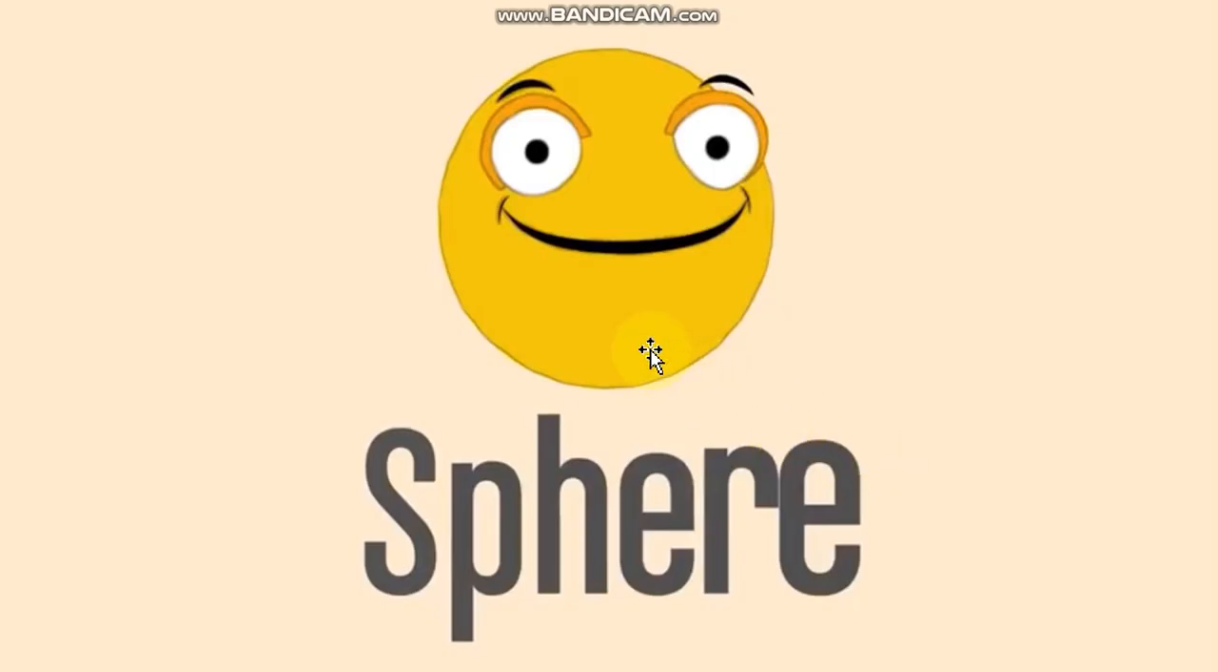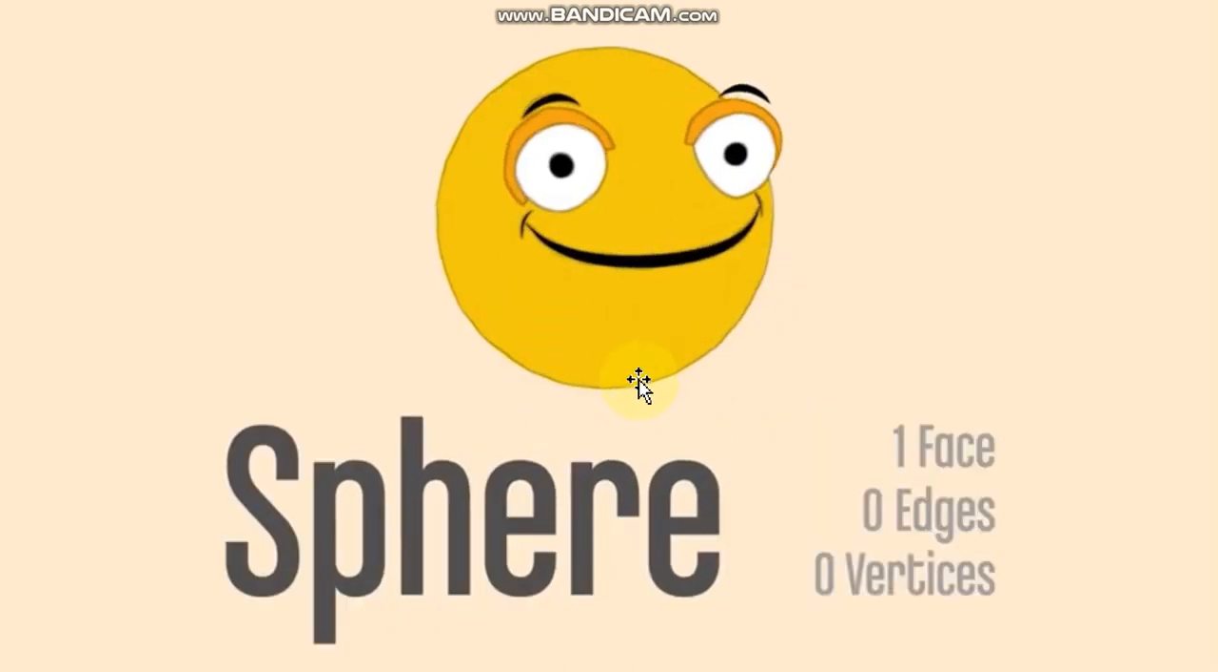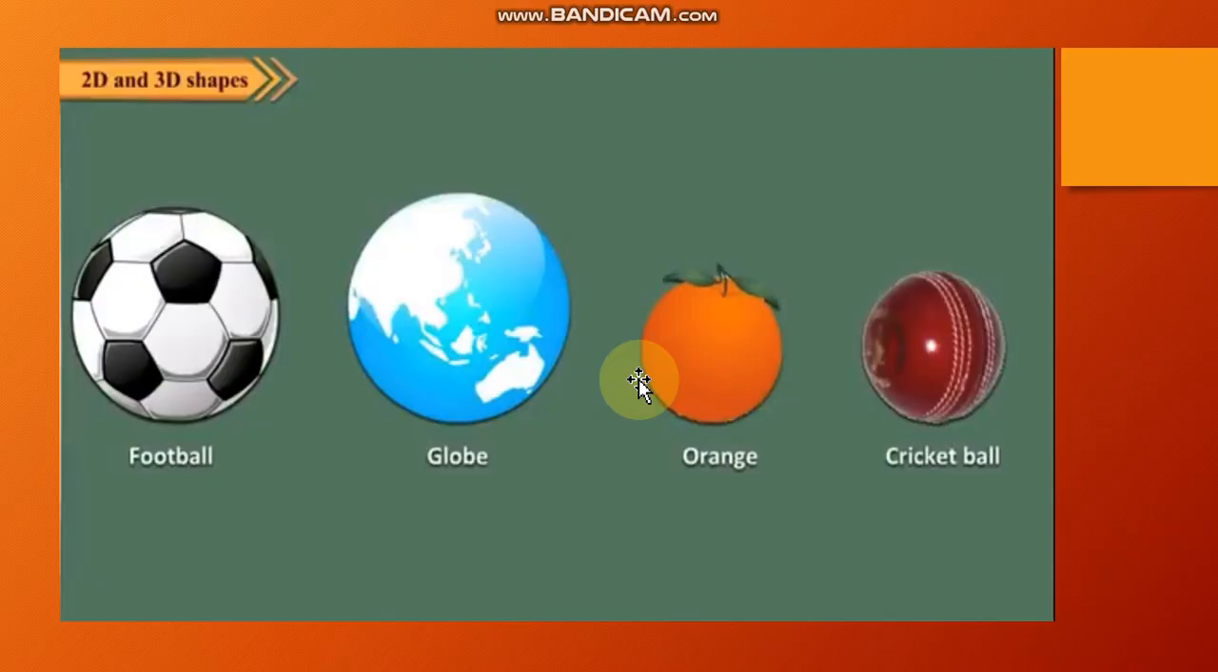This shape is called a sphere. A sphere is a round shape. It is saying, I have 1 face, 0 edges and 0 vertices. The examples of a sphere are football, globe, orange and cricket ball. These are all examples of a sphere.